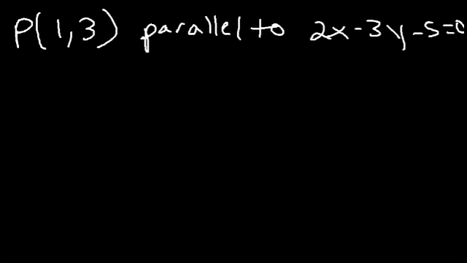Keep in mind, to write the equation of any line, you need the point, which we already have, and the slope. So we could find the slope using this equation. Since it's parallel, the slopes will be the same. So let's put that equation in slope-intercept form, and the number in front of x in that form will be the slope. So let's solve for y.